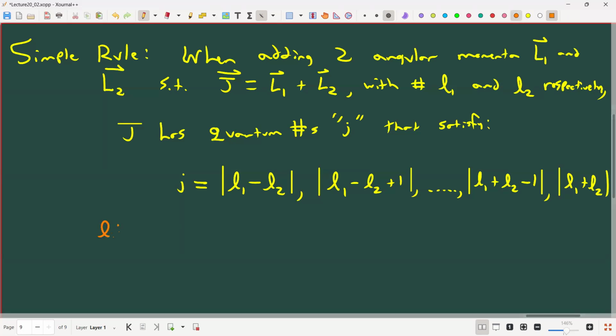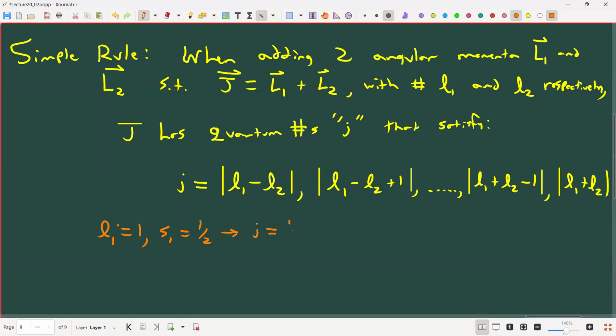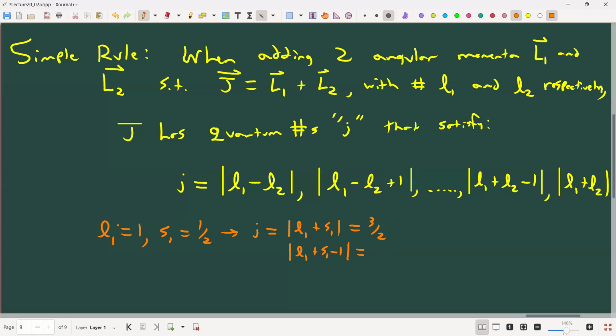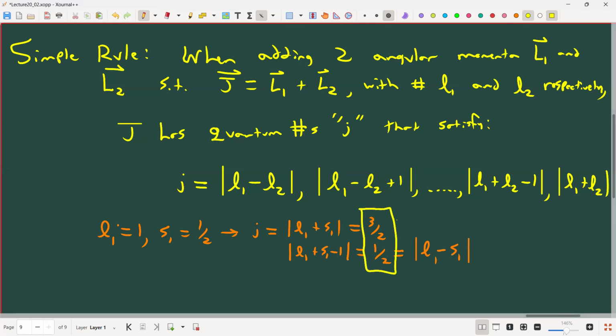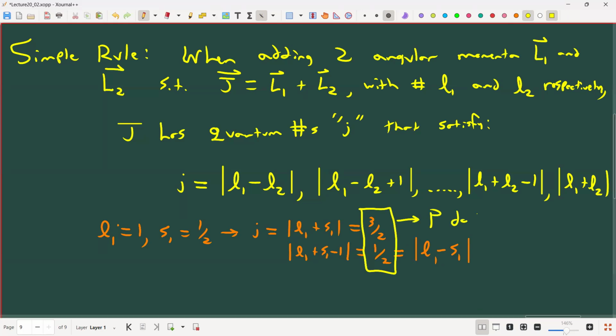If L1 is 1 and S1 is 1/2, then J can be either L1 plus S1, which is 3/2, and it can be L1 plus S1 minus 1, which is 1/2, which is equal to the absolute value of L1 minus S1. So there's only two allowed values for the P state. So we call that the P doublet.